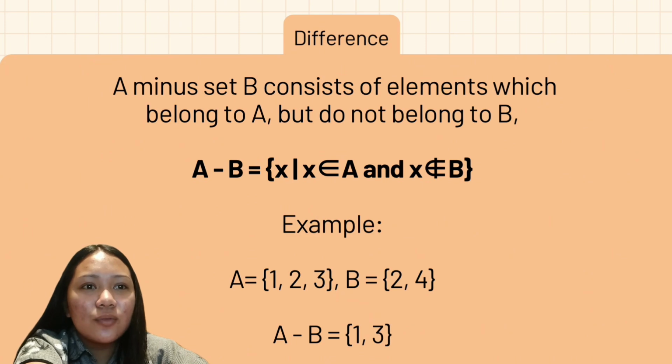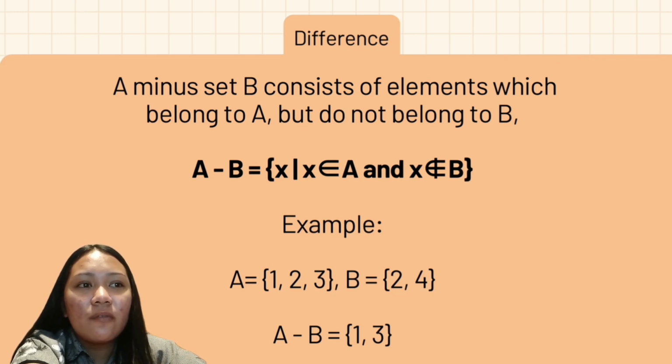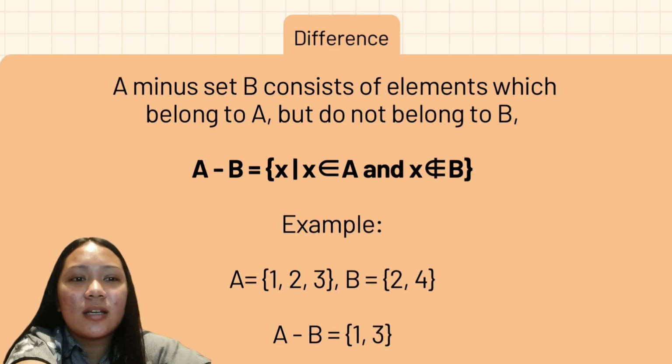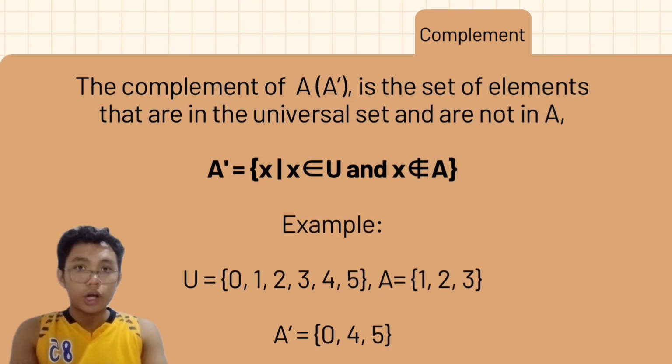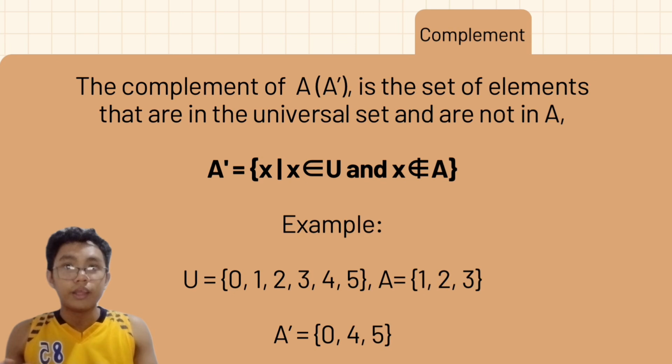Difference of two sets. The difference of two sets is the set of elements which belong to A but do not belong to B. Simply put, what is found in A that cannot be found in B. For example, with a given set A = {1, 2, 3} and set B = {2, 4}, A minus B is {1, 3}.